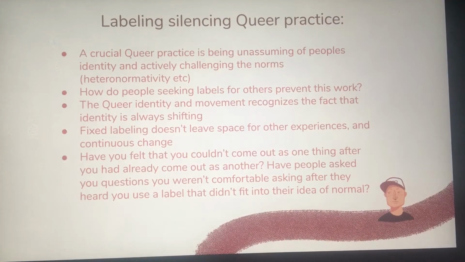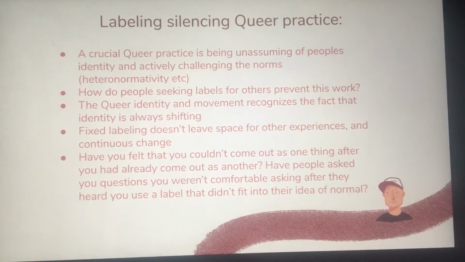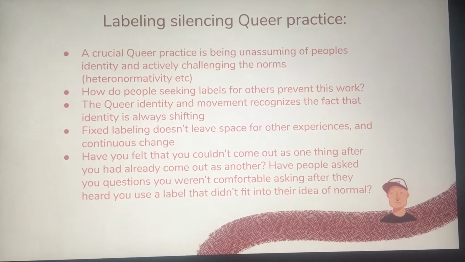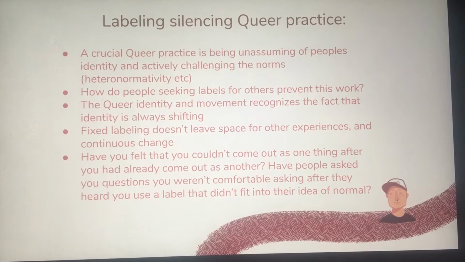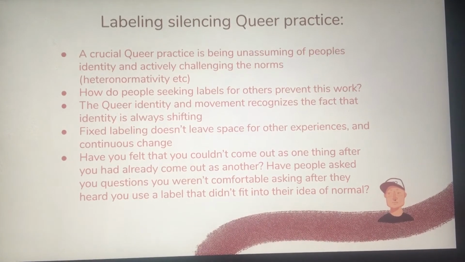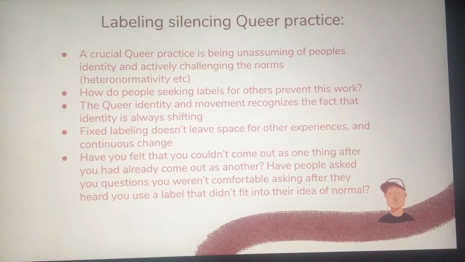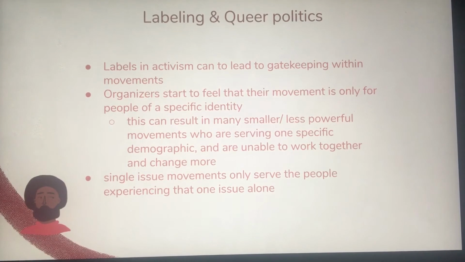These are some key points in how labeling can silence the major queer practice of being unassuming of people's identity and actively challenging norms. So, how do people seeking labels for others prevent that kind of work? And fixed labeling doesn't really leave space for other experiences and continuous change, etc. And I just have a couple thoughts on labeling and queer politics continued.